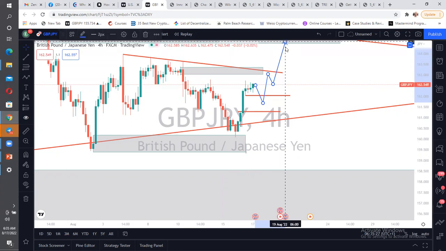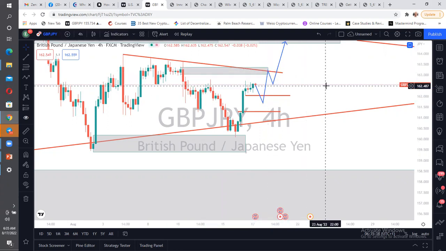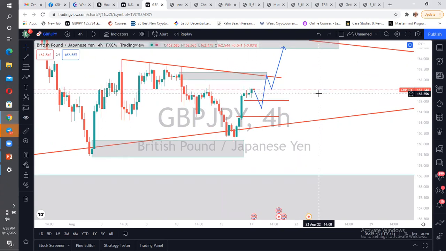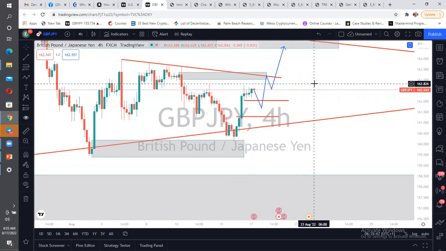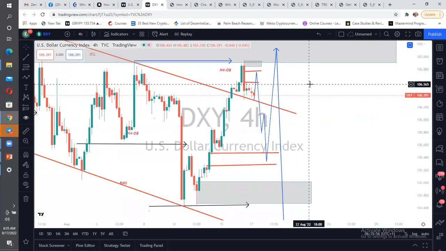This is what I want to see, because when they tap here, they will have to validate the retail traders' bias by moving a little pip to the downside before they go to the upside, and then we'll smash them from there. So this is what I want to see from this particular pair. And another thing we are looking at here is this GBPJPY. So that is what we'll be expecting to have in this market.